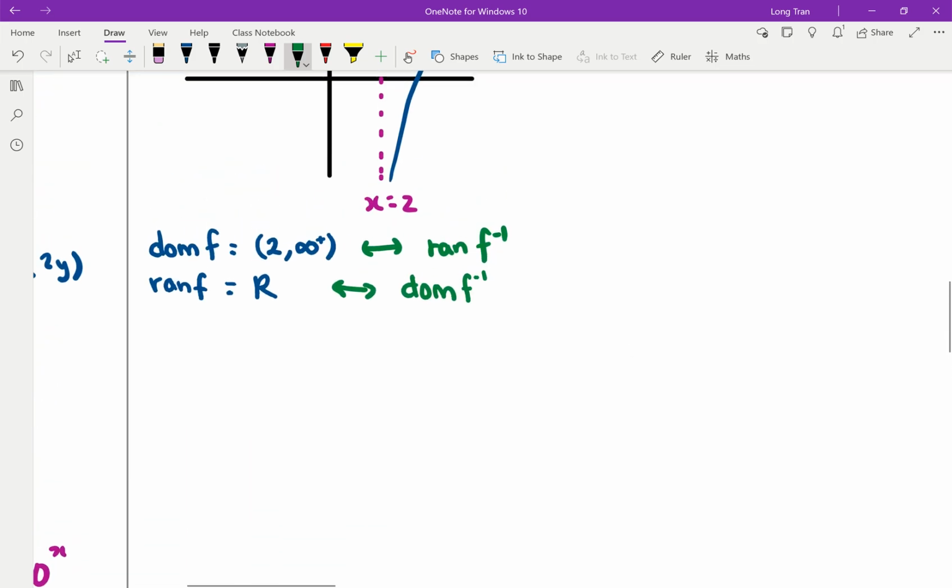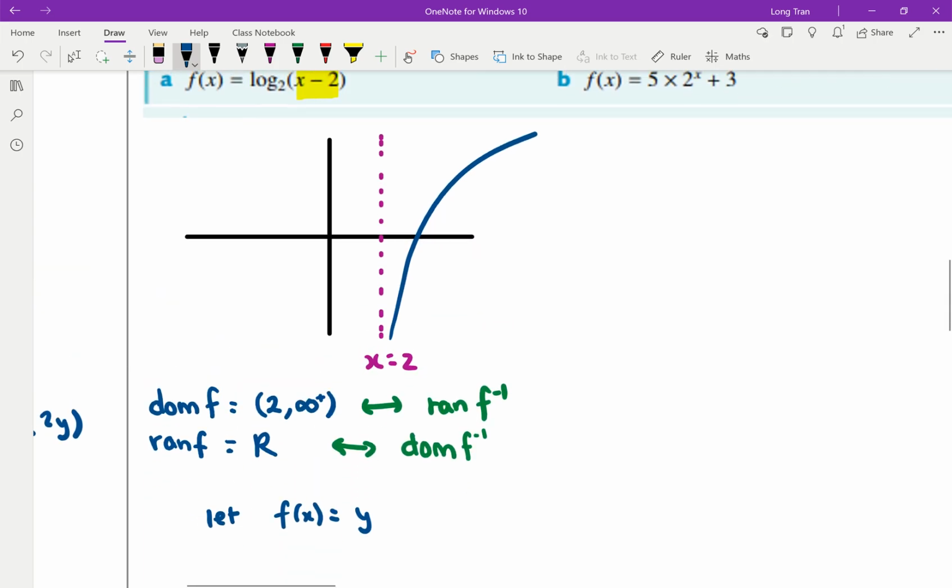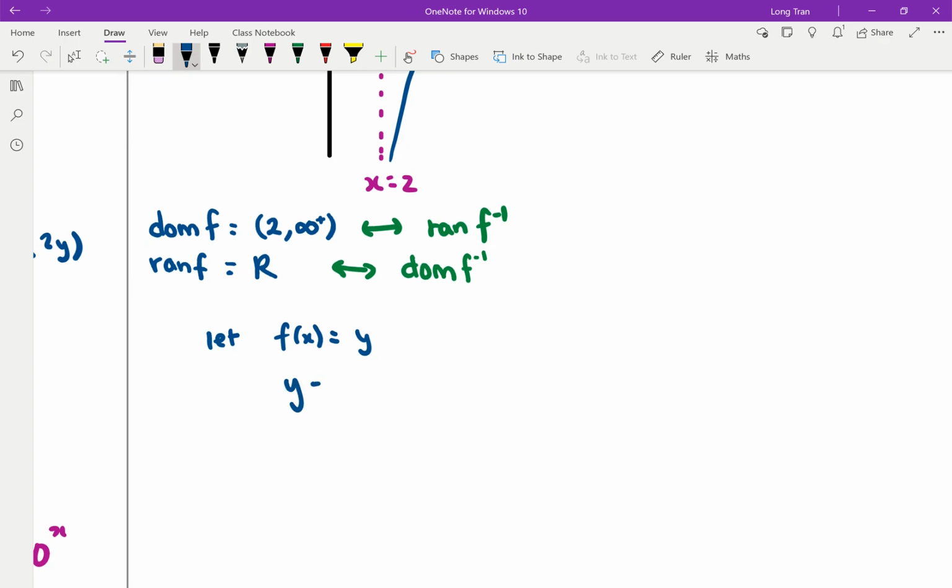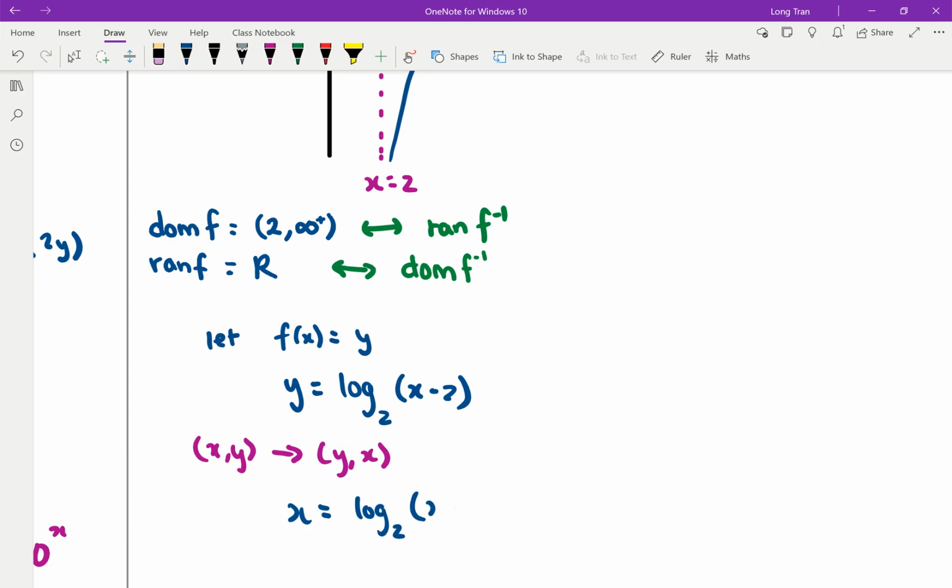So here we go. I'm going to find the inverse function. So I'm going to say let f of x equal y. And therefore, what's my equation? It's y equals log base 2 of x minus 2. Transformation wise, I'm going to do x and y become y and x. So then I can say here x is equal to log base 2 of y minus 2.